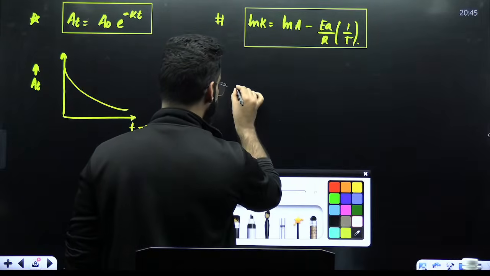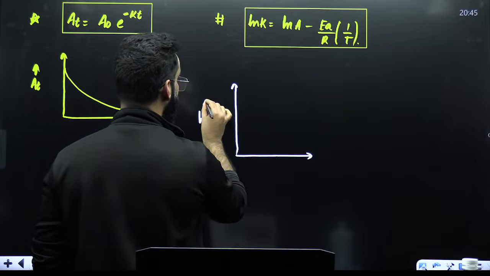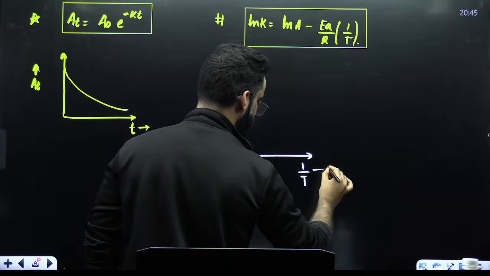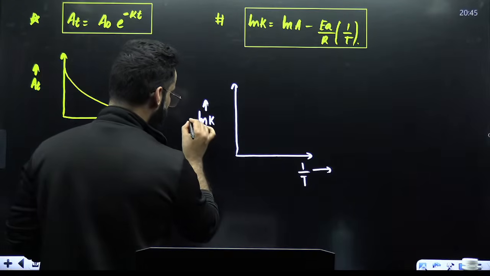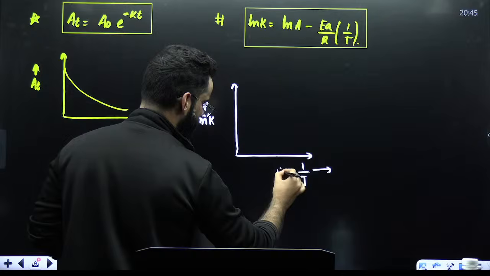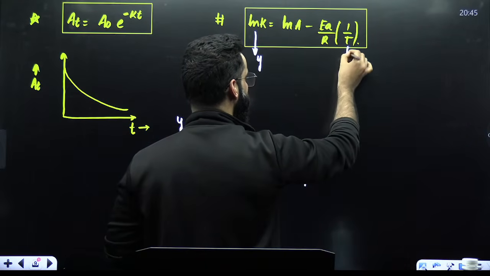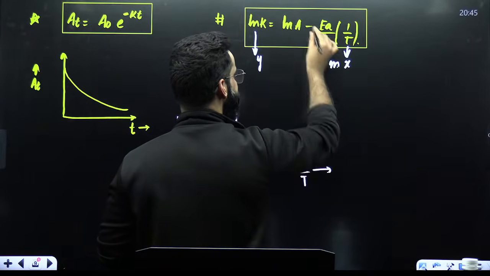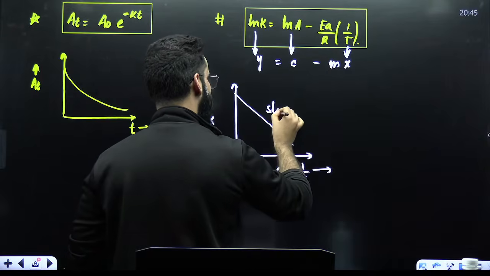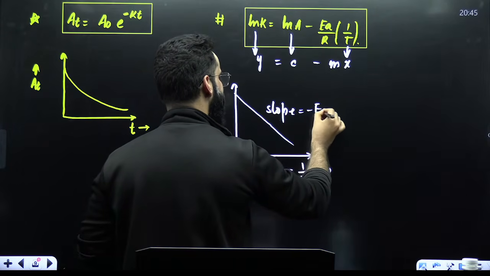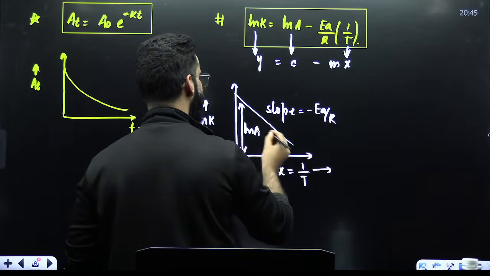And for example, you need to plot a graph between ln k and 1 by T. My dear students, ln k you are plotting along the y-axis, and 1 by T, this entire term, along the x-axis. This becomes your m. The sign here is minus. This is c. Y is equal to minus mx plus c. Its slope is equal to minus Ea by R, and its intercept, the value of c, is nothing but ln of A. Done, understood, right?